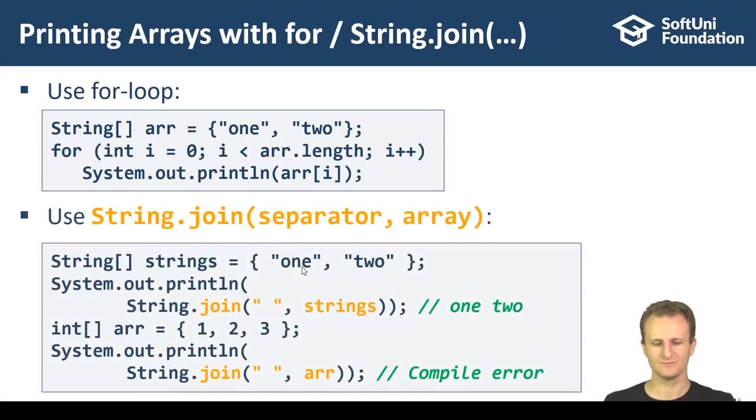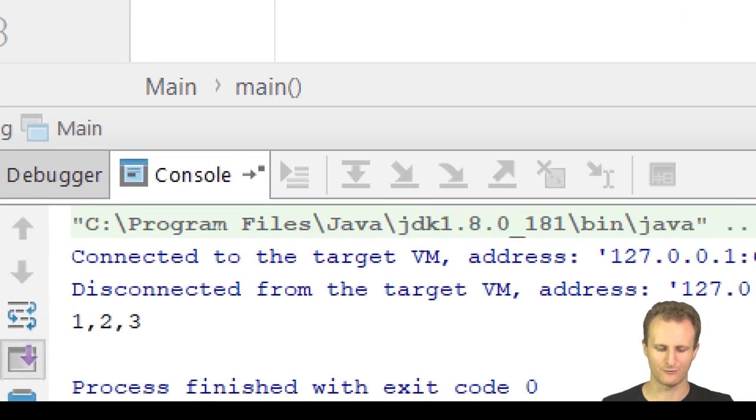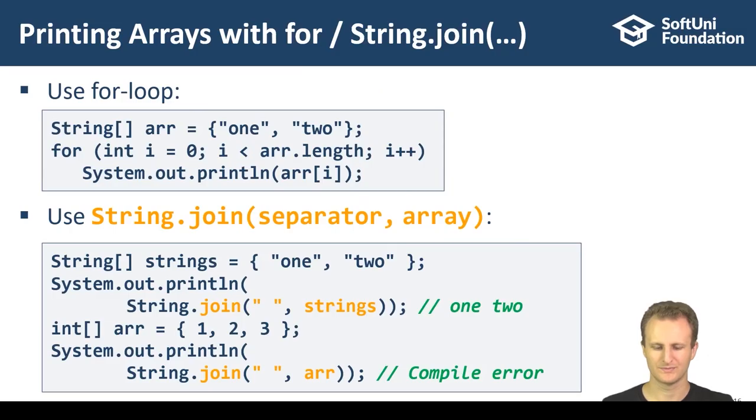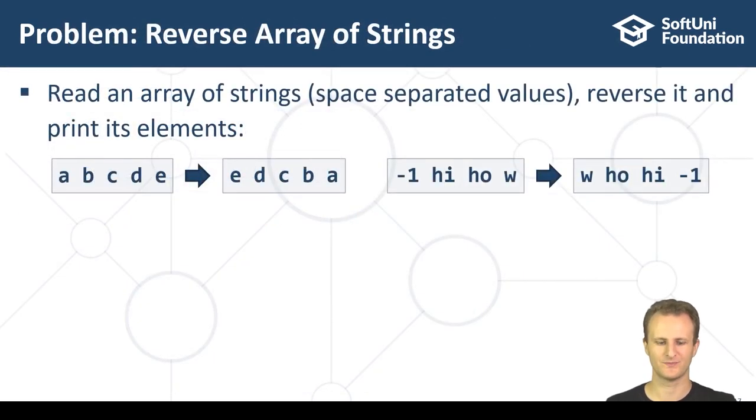Okay, so I just showed you string.join. By the way, you can also join by nothing. If you leave this as an empty string, well, that would just concatenate these strings which you entered. So instead of 1, 2, 3 with commas, you would just receive 1, 2, 3 as a sequence of characters. Okay, so that's another way in which you can print arrays to the console.